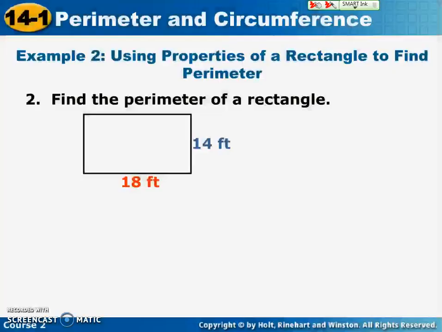All right, so here's the next example, number 2. Find the perimeter of a rectangle. Go ahead and draw this rectangle. It's 14 feet by 18 feet. To find the perimeter, our first line is going to be P equals and add them together. And we know that in a rectangle, opposite sides are equal. So if this is 18, the other side is 18.